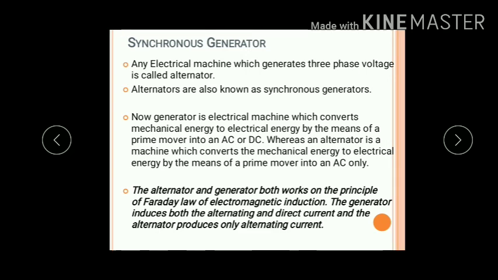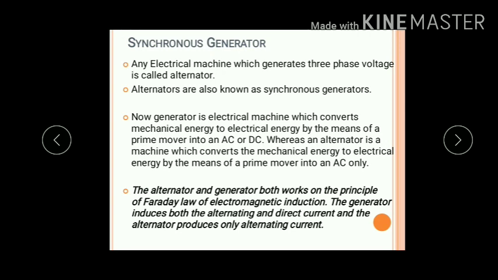But in case of a generator, it converts that mechanical energy to electrical energy in AC or DC. But in case of an alternator, it converts mechanical energy to electrical energy in AC only. So a generator can be used as an AC generator. It can also be used as a DC generator. But an alternator is meant for generating AC only.